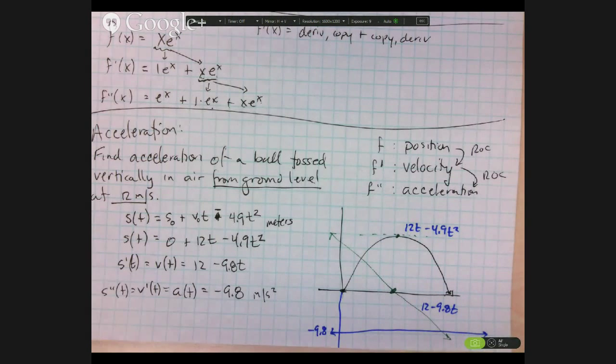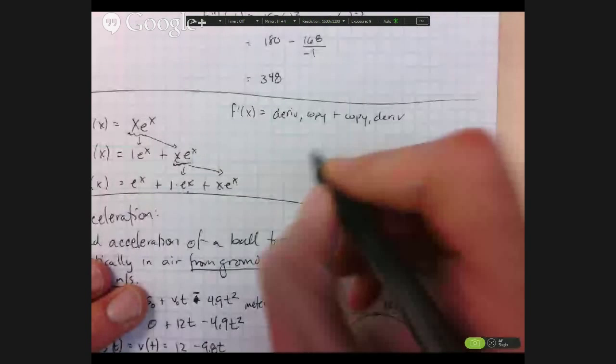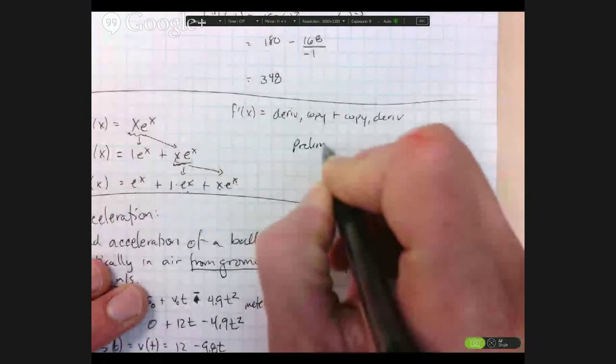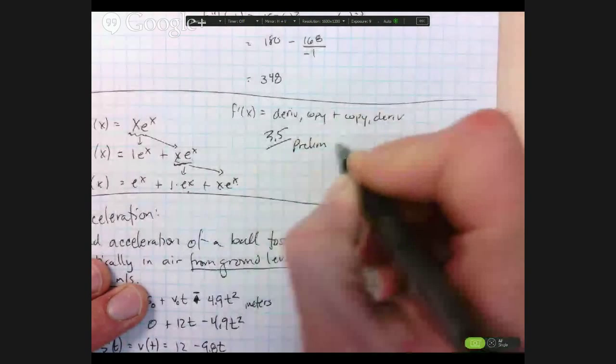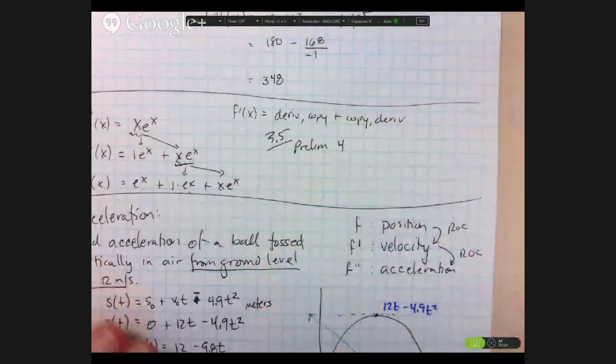Okay, let's see. The homework does seem kind of long. It's 3.5. I'm going to start chopping the prelims with number 4.